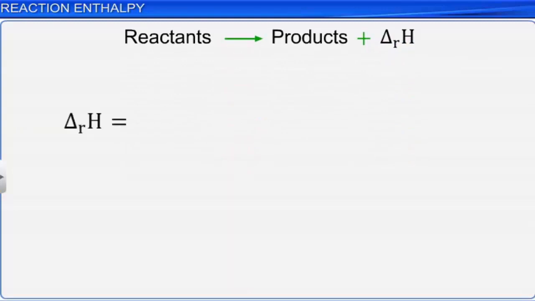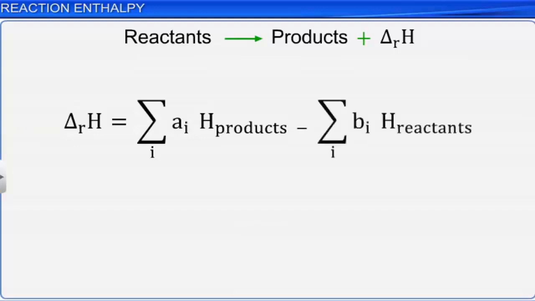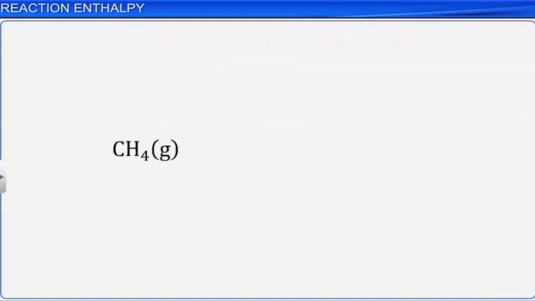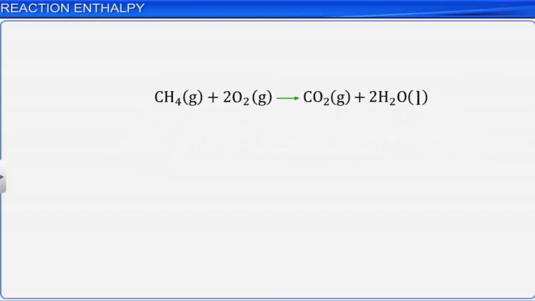Enthalpy of a reaction is expressed as the summation of enthalpies of products minus the summation of enthalpies of reactants, where a_i and b_i are the stoichiometric coefficients of the products and reactants respectively in the balanced chemical equation. For example, the enthalpy changes for the reaction of 1 mole of methane with 2 moles of oxygen forming 1 mole of carbon dioxide and 2 moles of water may be represented as follows.